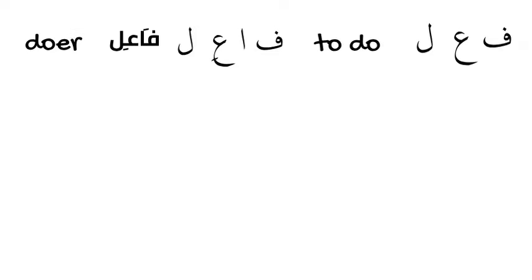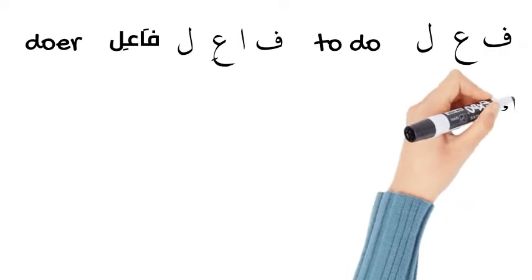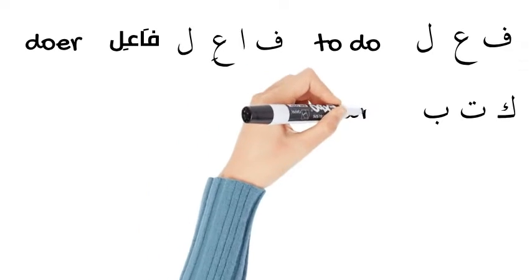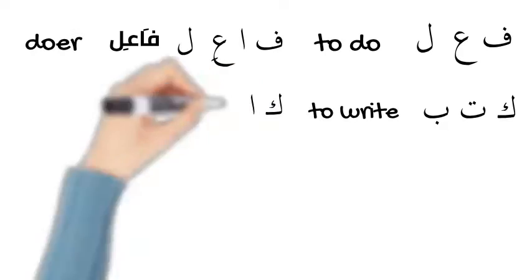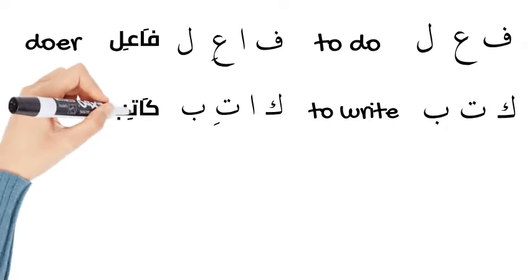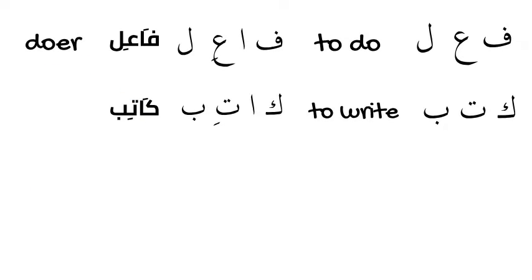If we take one of the examples that we talked about in the previous video, which is kataba, kataba means to write. If we add an alif after the first letter, and we add a kasra to the second letter, it becomes katib, which is someone who does the verb, someone who does the writing, and that is a writer.